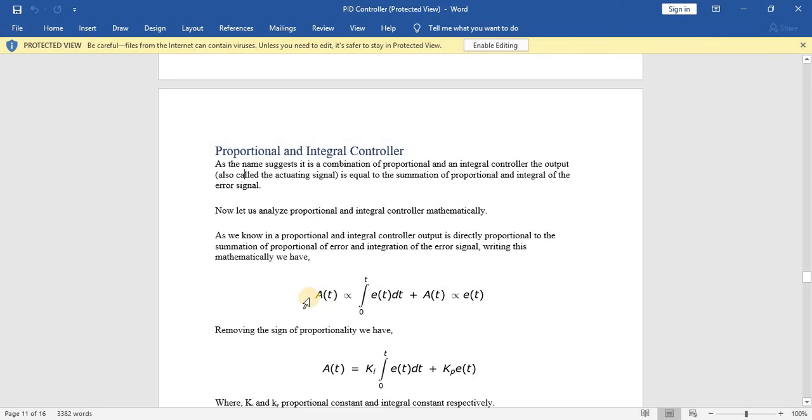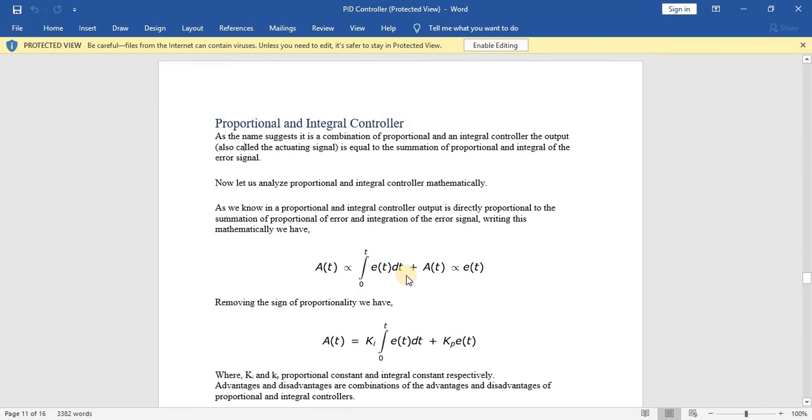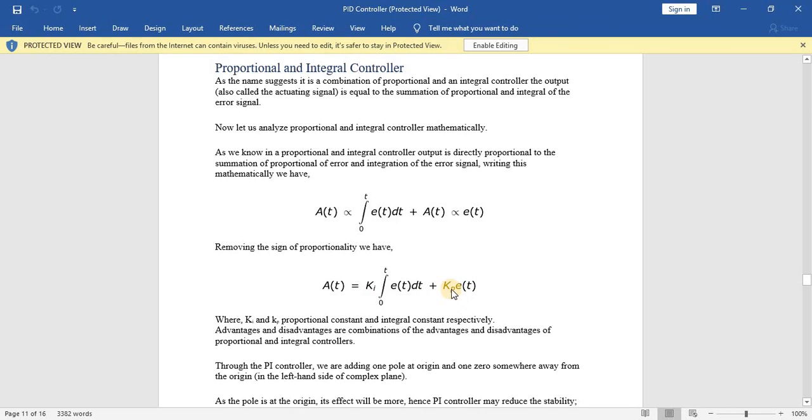So we can see here the output is proportional to the integral of the error plus proportionality of the error. After removing the proportional sign, the output is the product of ki and the integral of the error, plus kp times the error, where ki and kp are the controller gains.